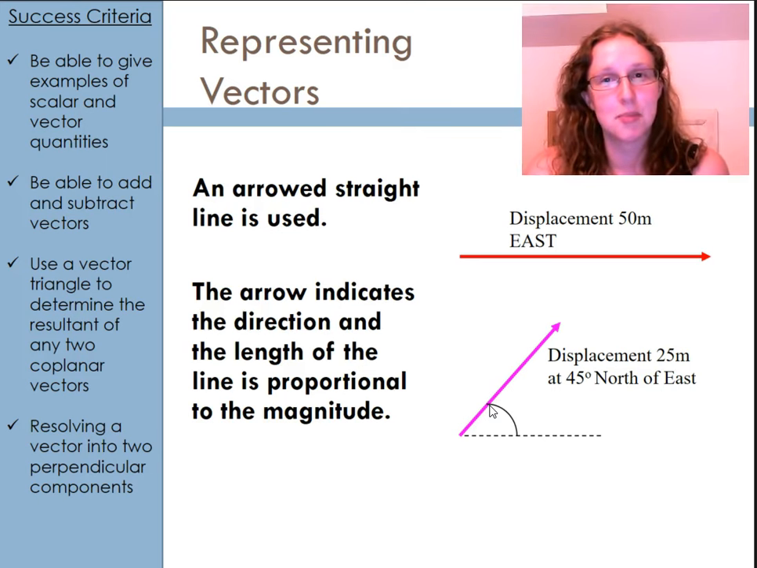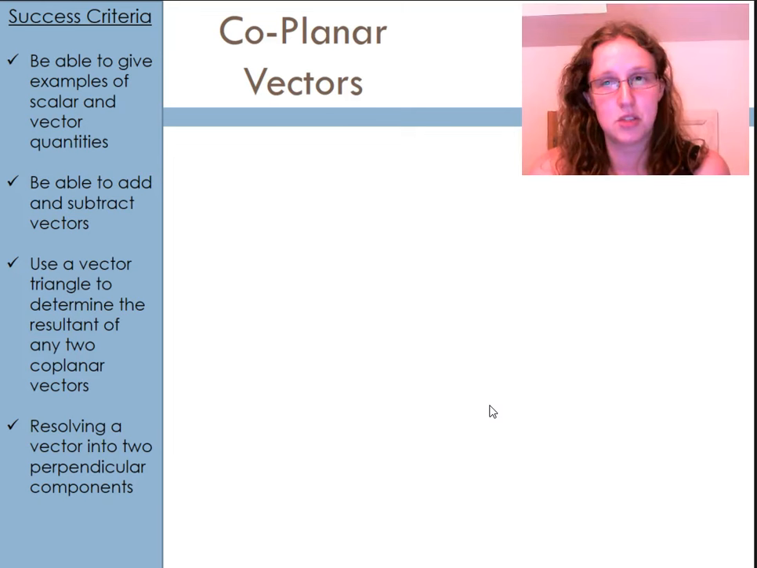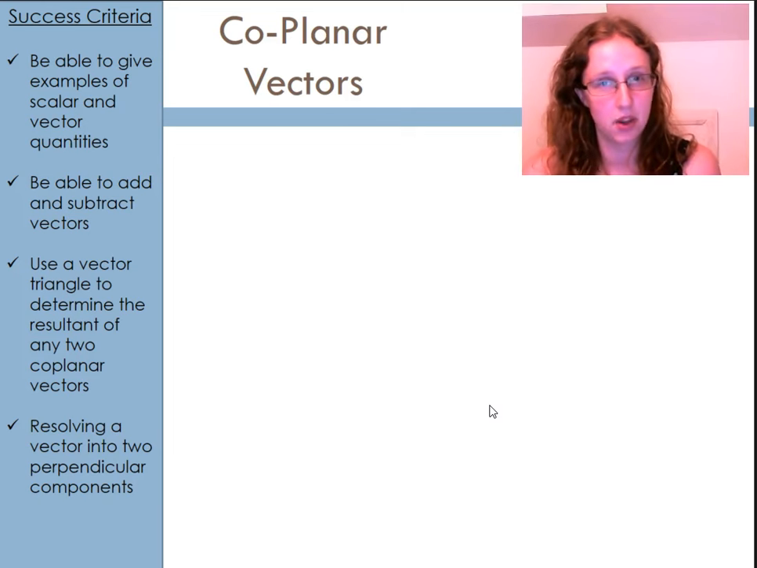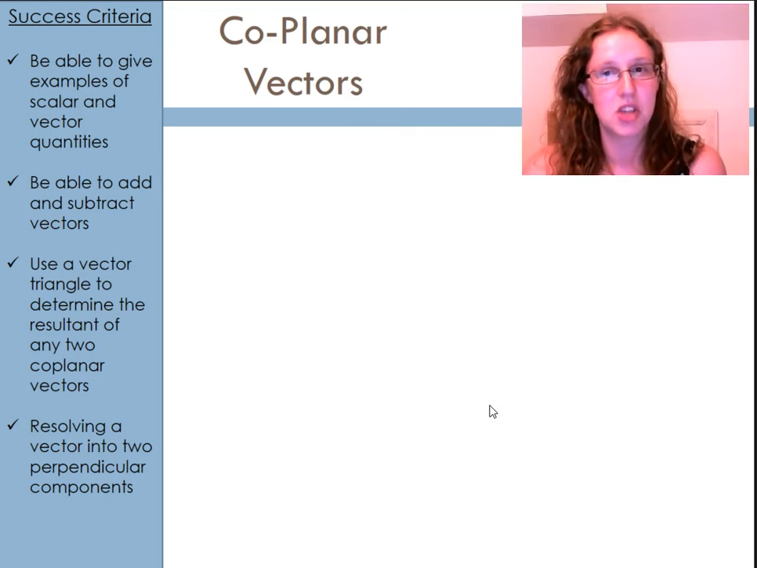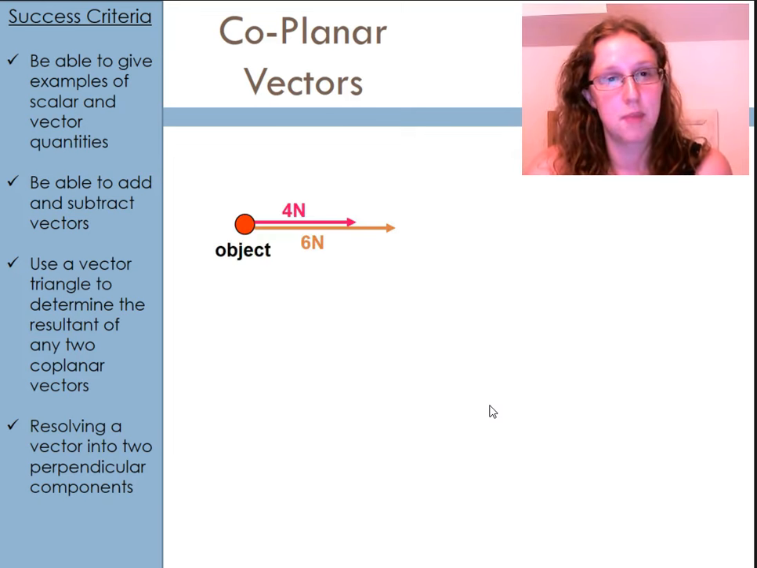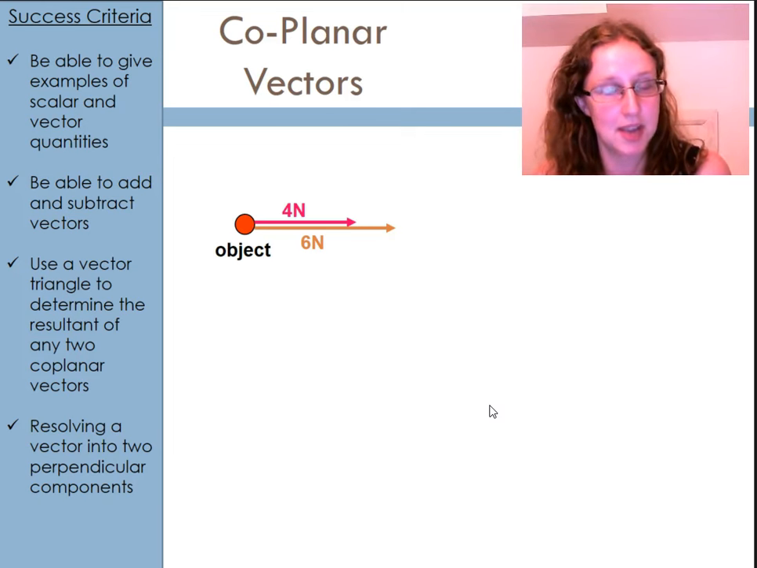So let's look at combining them, because one of the things we needed to be able to do was add them together. So we'll start with our coplanar vectors, which are ones that act in the same plane. So for example, I've got 2 here which are both acting on the same object and they're acting in the same direction. So that's the same plane. So I've got 4 newtons to the right and 6 newtons to the right.